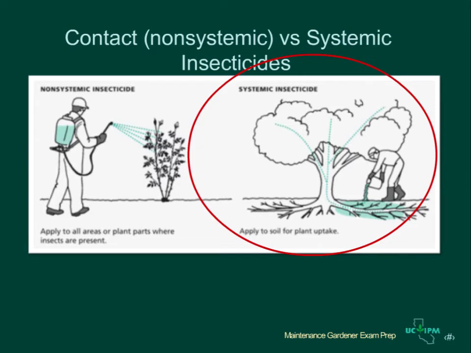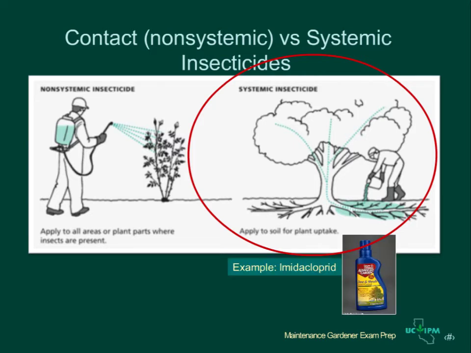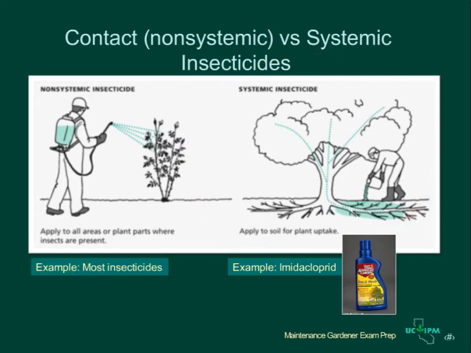Some systemics may remain active in the tree, controlling insects for many months after the application. Imidacloprid is the most common systemic insecticide used in landscapes. Most insecticides used in landscapes are contact insecticides.